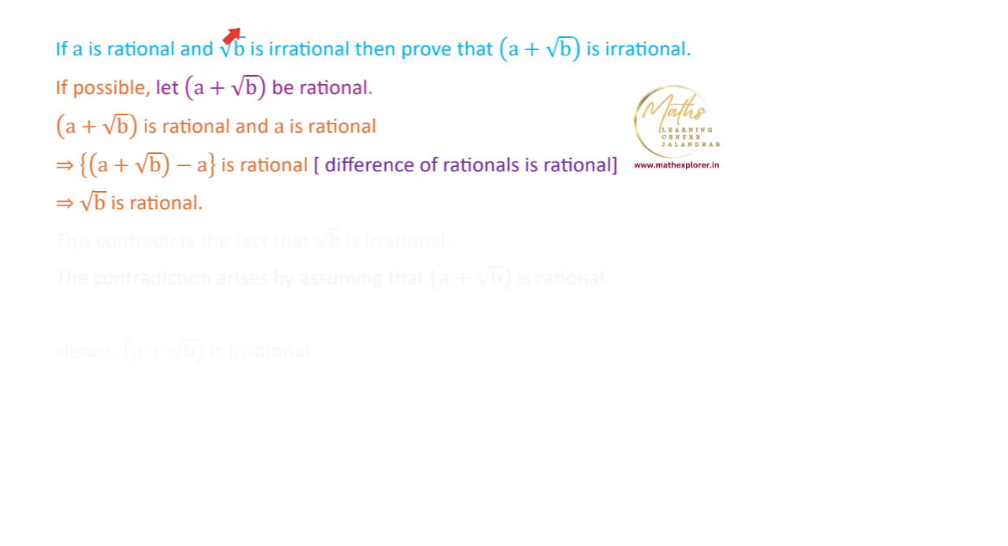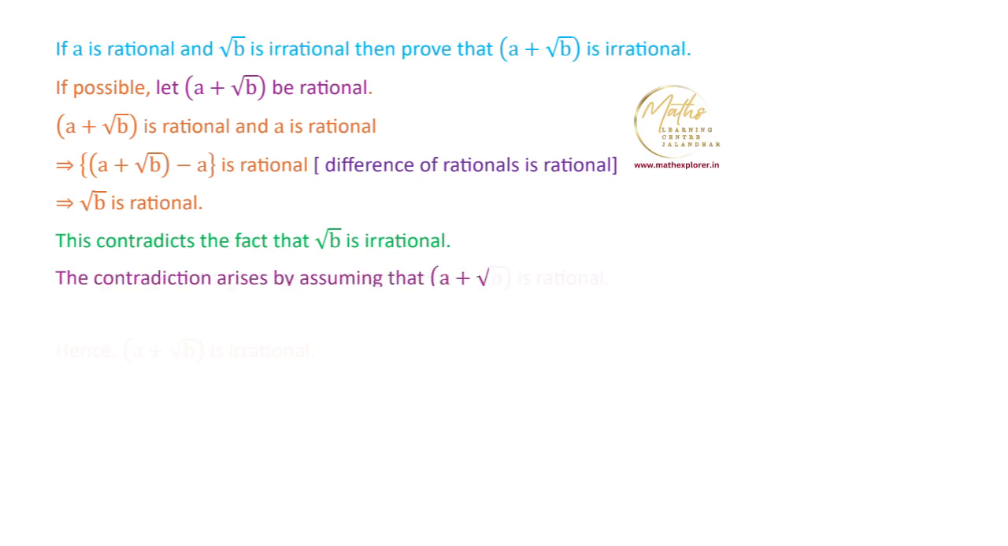Look at this problem over here. It is given that a is rational and square root b is irrational. But what we have obtained is that square root b is rational. It means that we have obtained a contradiction. This contradiction is due to the fact that square root b is irrational. And why is this contradiction arising? Because we have assumed that this term is rational. It means that we cannot assume this thing. Hence a plus square root b is an irrational number.